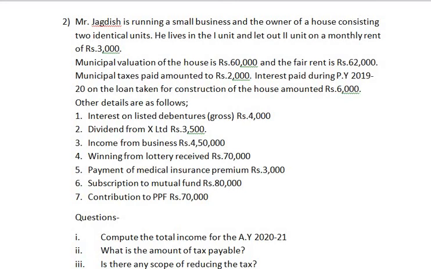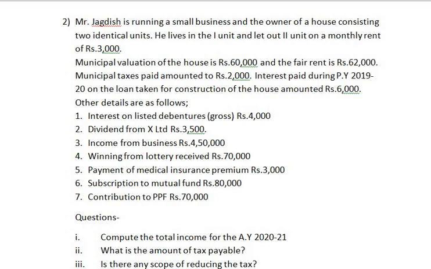And the question is, Mr. Jagdish is running a small business and the owner of a house consisting two identical units. He lives in unit 1 and lets out unit 2 on a monthly rent of rupees 3000. Means he is owner of a small business and he has owned two houses. In one house he is staying, means unit 1 is self-occupied property and unit 2 is let out property, wherein for unit 2 he gets a monthly rent of rupees 3000. Thus annually he gets a rent of rupees 36,000.